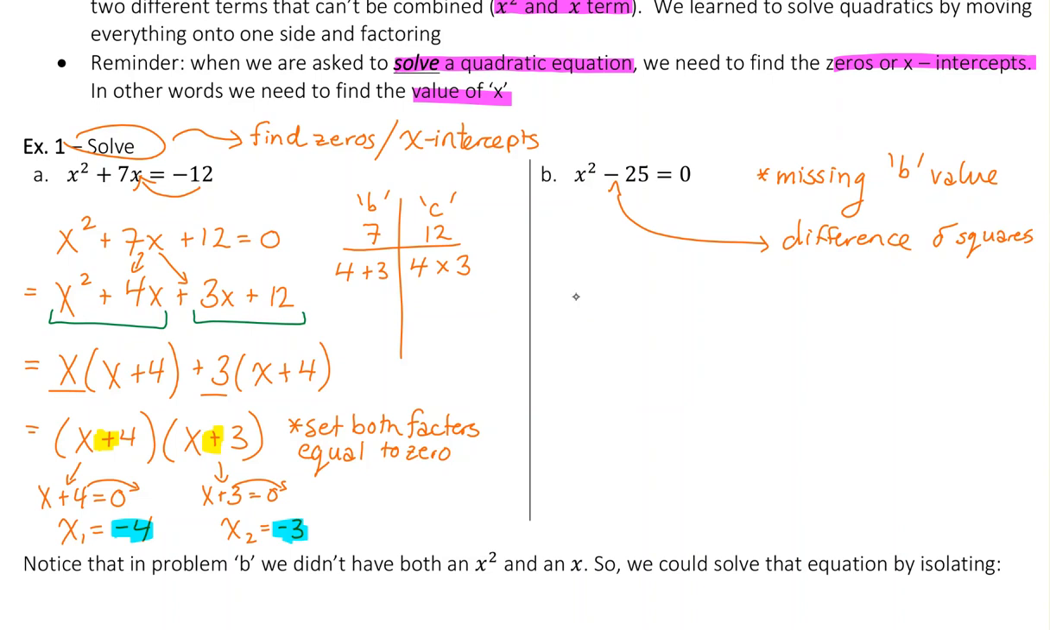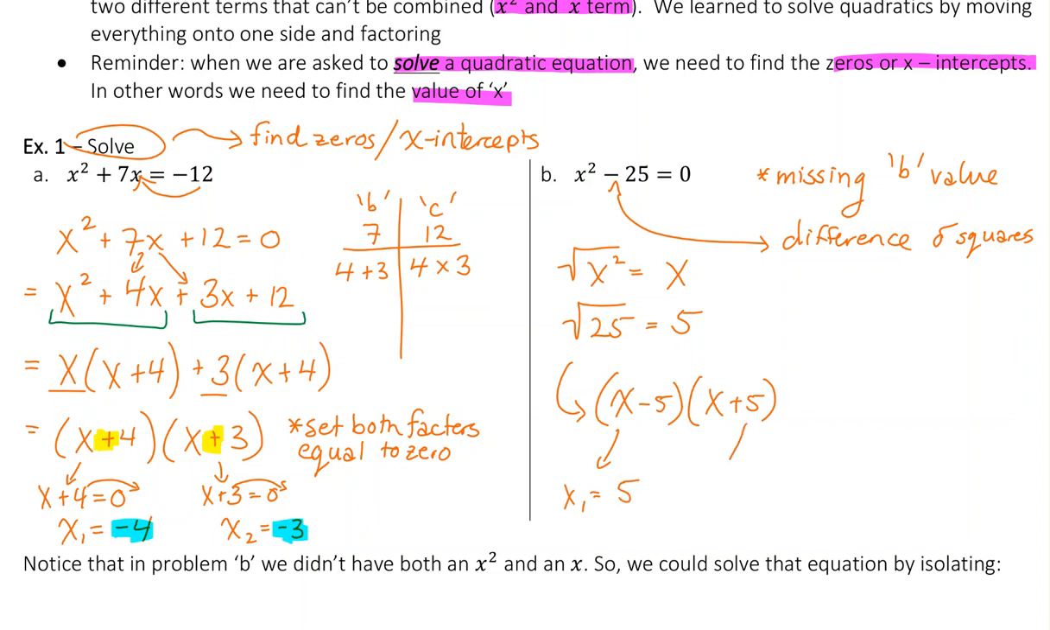Well, how do we factor that? We just look at both terms separately. We're going to take the square root of x squared, which is x. We're going to take the square root of our second term, which is 25, which is 5. And therefore, our result is x minus 5, x plus 5. That's how you would factor that using difference of squares. Same thing, we're going to come up with x1, which would be positive 5 here. This one would be x2, which would be negative 5 if you were to set those equal to zero.